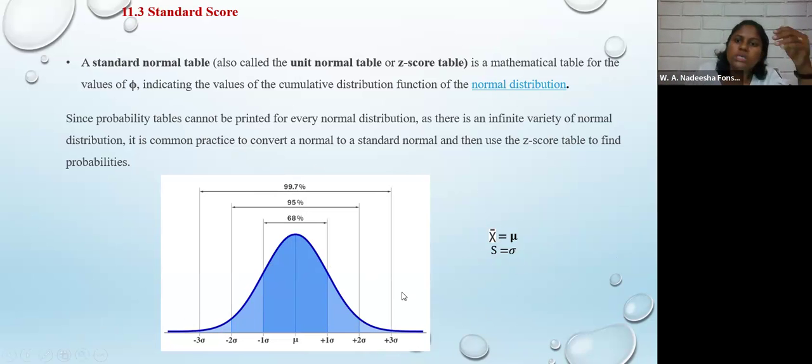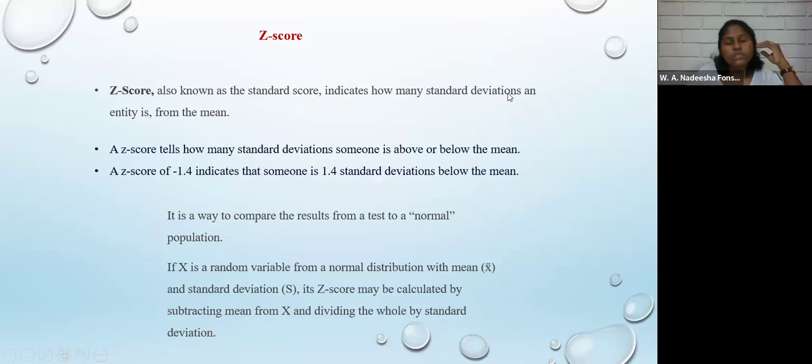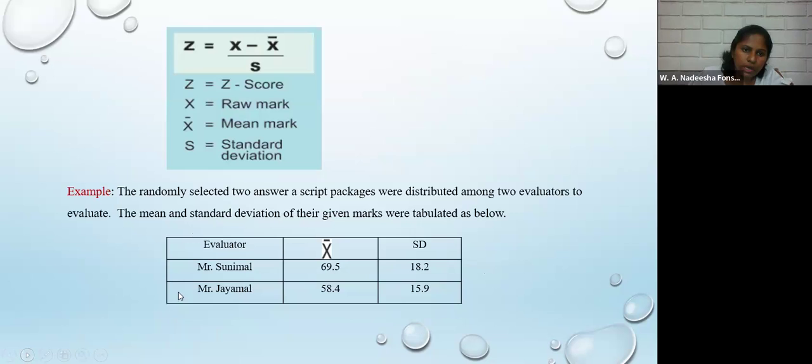Based on this curve, they introduced the Z score. The Z score is not like the Z score for the university entrance. This is X mark, Z mark. That is called the Z score, known as the standard score. It indicates how many standard deviations a value is from the mean. The Z score tells us how many standard deviations someone is above or below the mean. To find the Z score, we use this formula: Z equals X minus X bar divided by S. To find the Z value, we need the mean value and also the standard deviation value.